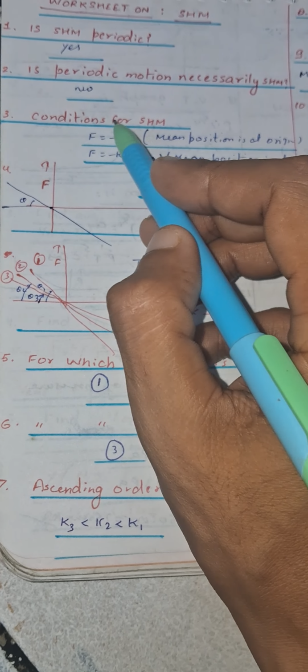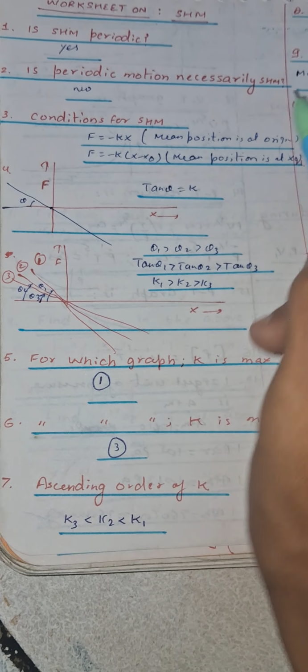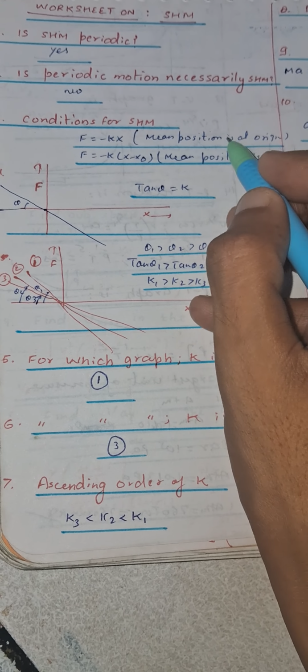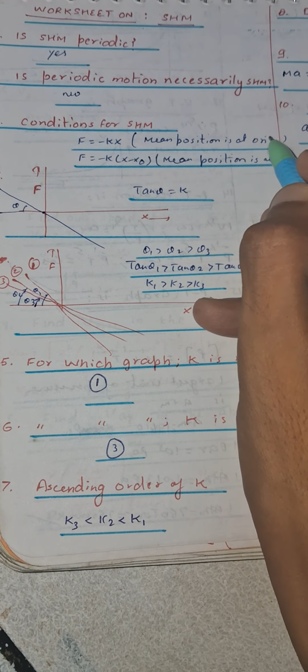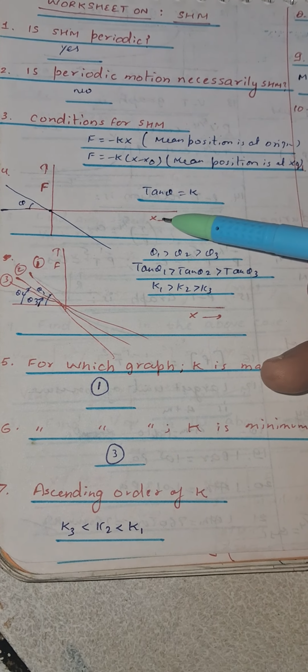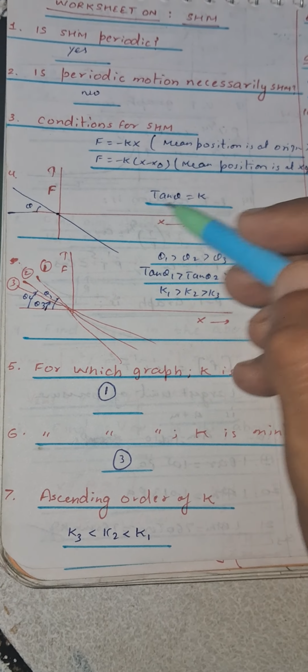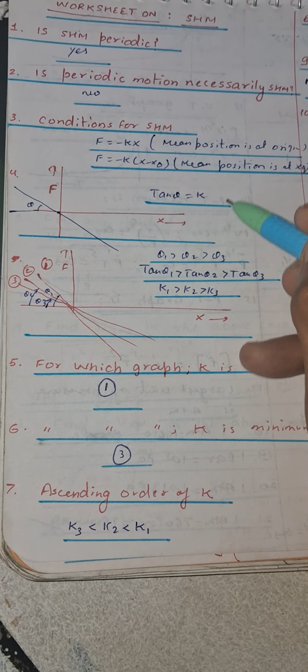Next question is conditions for SHM. The conditions for SHM are given by F = -kx if the mean position is taken at the origin, and if the mean position is at x naught, the condition is F = -k(x - x naught). Then we have the force versus x graph. That will be a straight line with negative slope, and if this angle is theta, we can say that tan theta will be equal to k.